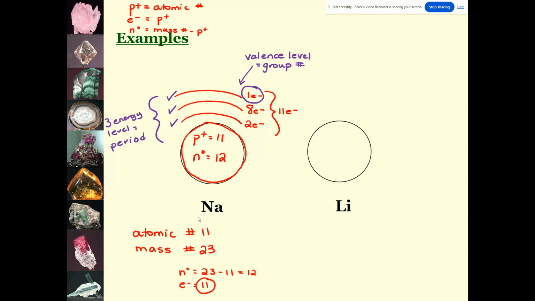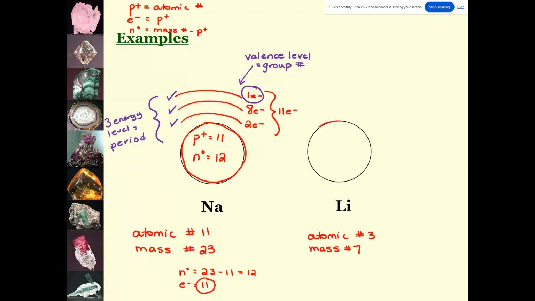Okay? Let's look at lithium as our second example. So again, I start by looking up the atomic number. The atomic number for lithium is 3. And the mass number, so if I look up the atomic mass on the periodic table for lithium, again, if you can't find lithium, it's in group 1, period 2. The atomic mass is 6.94, so that's going to round to 7, okay?